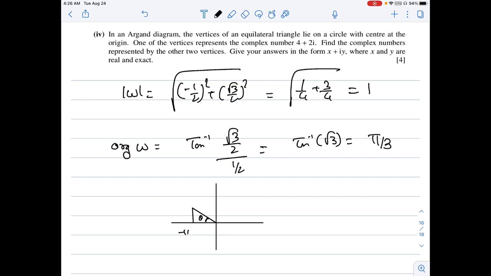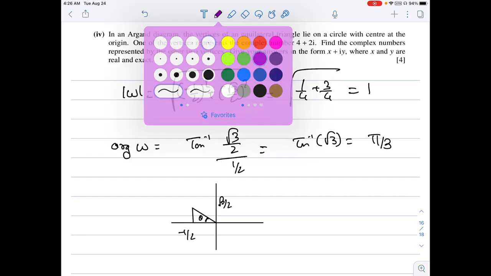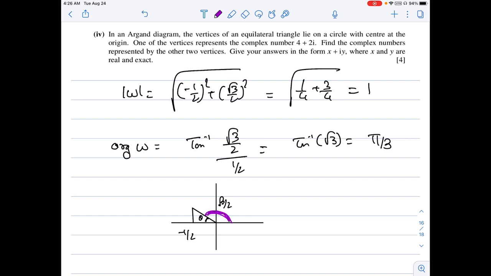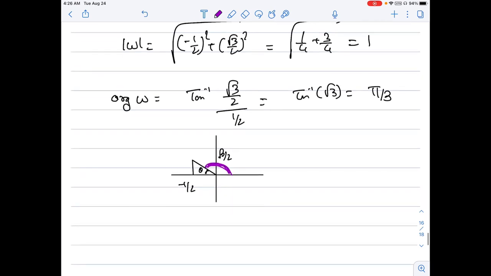So this is negative 1 upon 2 and this is positive root 3 upon 2. So argument means always with respect to the positive x-axis. So we got theta, which is pi by 3. So it is pi minus pi by 3, which is 2 pi by 3. That's going to be the argument.